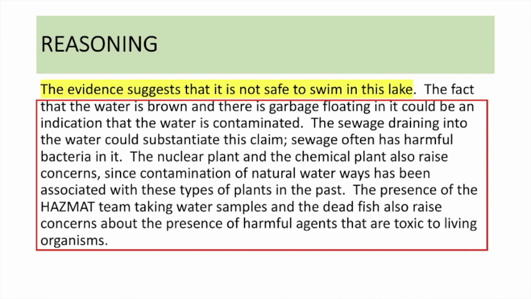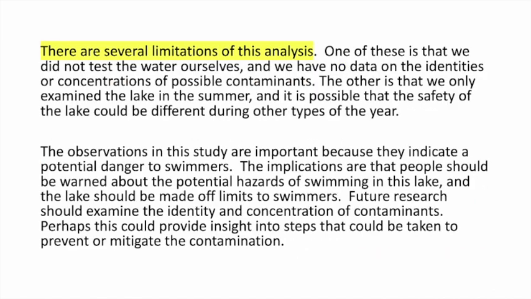Now, once you have used your evidence to justify your claim, a good CER has a couple of other components. One of these is to discuss the limitations of your experiment or analysis. You can talk about things you didn't test, or talk about things you could have done differently, or talk about mistakes that happened. In this particular example, one of our limitations might be that we did not test the water ourselves, so we don't know what the identities or concentrations of the contaminants are.